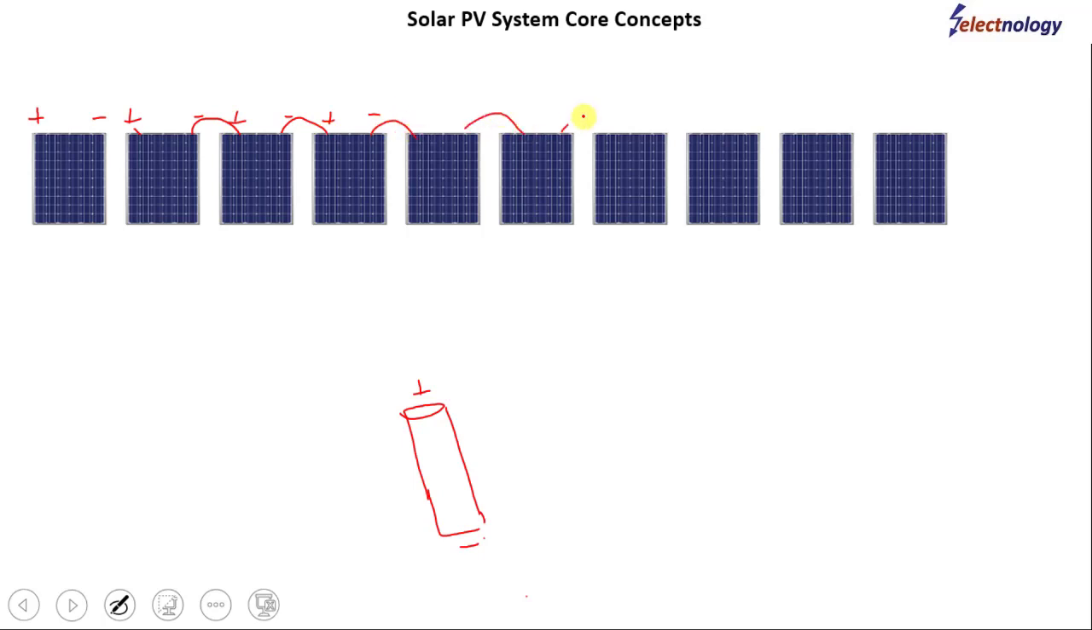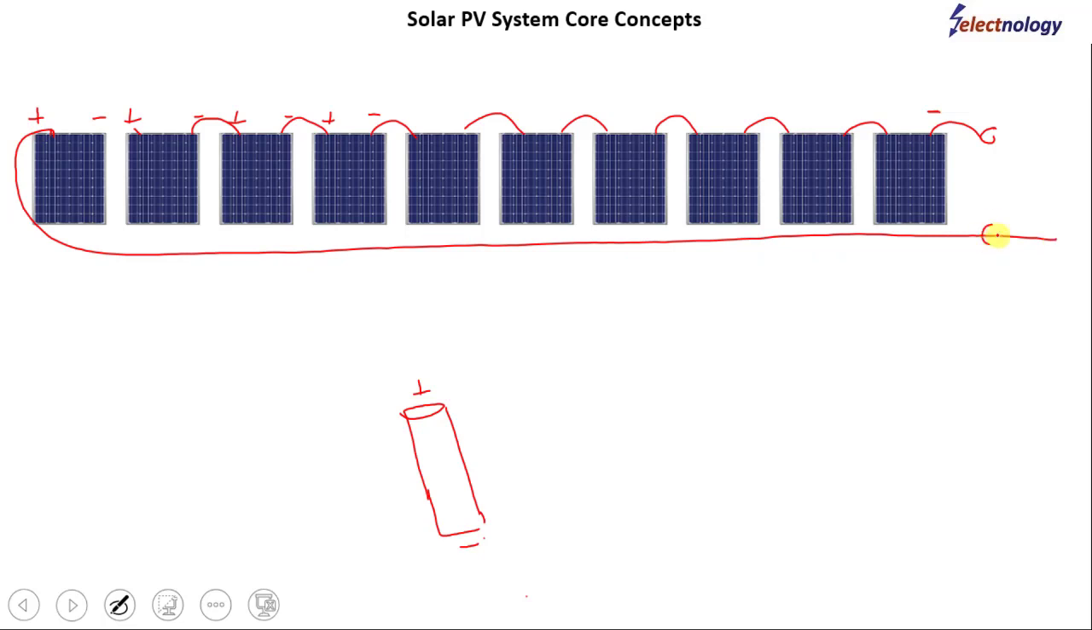This way all the PV modules are connected in series, okay? And the last terminal, which is the negative of the last PV module and the positive of the first PV module, can be used to be connected onwards to our system, which is in general the inverter. Okay, that shall be the inverter in.